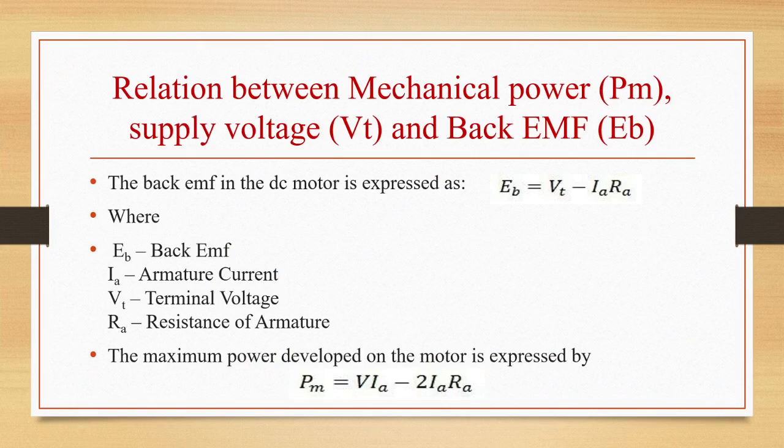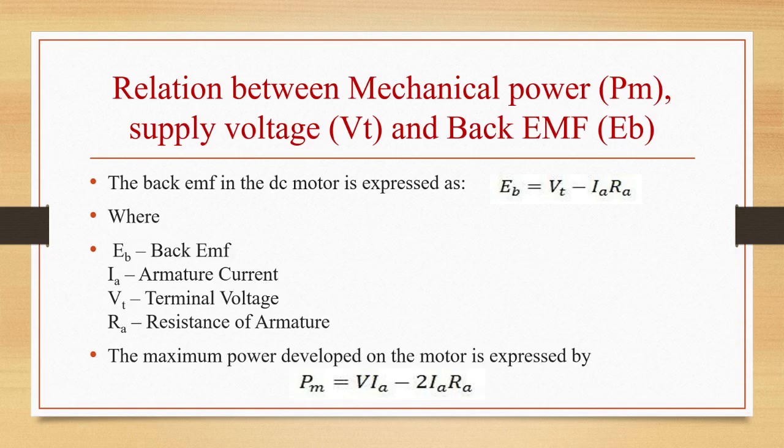Now let us see the relationship between mechanical power, supply voltage and back EMF. So we know the voltage or back EMF equation, Eb is equal to Vt minus IaRa, as we have considered the shunt motor. So Vt is the terminal voltage, Ra is the armature resistance, Ia is the armature current, Eb is the back EMF here. So we can write V is equal to Eb plus IaRa, or Eb is equal to V minus IaRa.